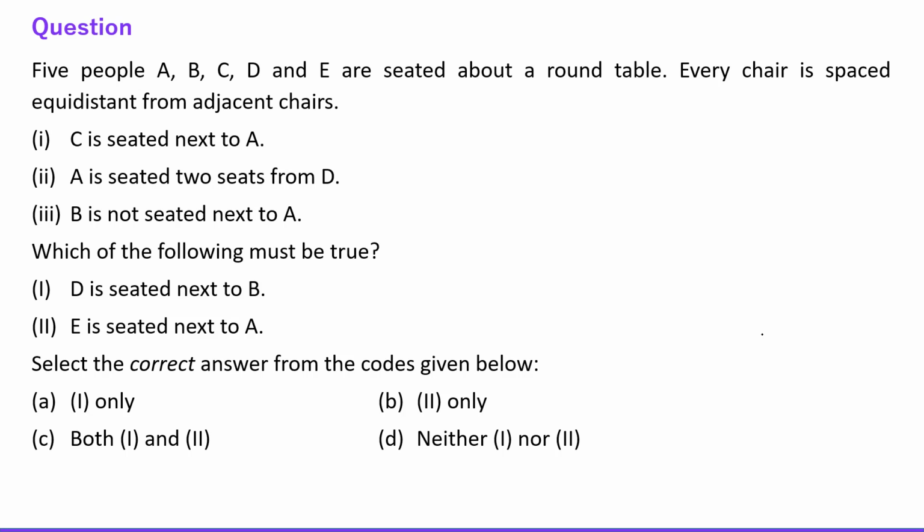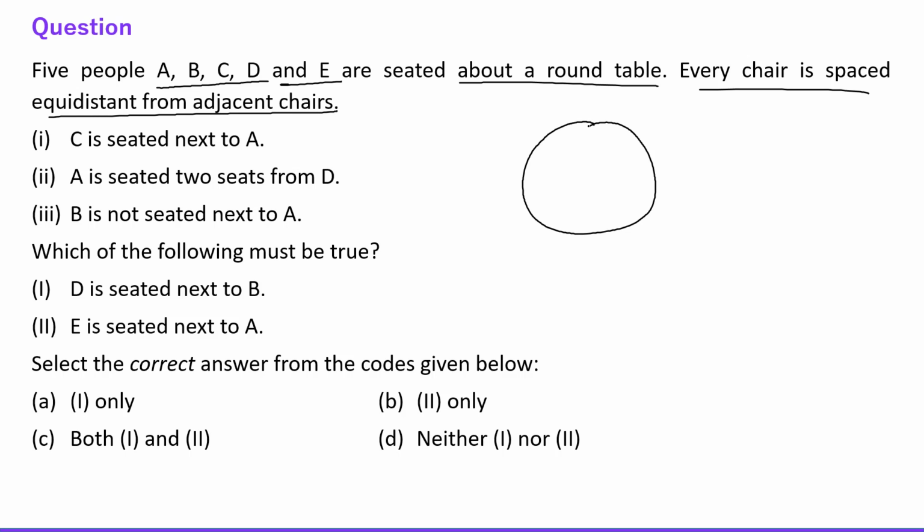After that, the next question is: 5 people A, B, C, D and E are seated about a round table. Every chair is spaced equidistant from the adjacent chair. Okay, 5 persons are seated around the round table and every chair is equally spaced, right? The first statement says C is seated next to A.